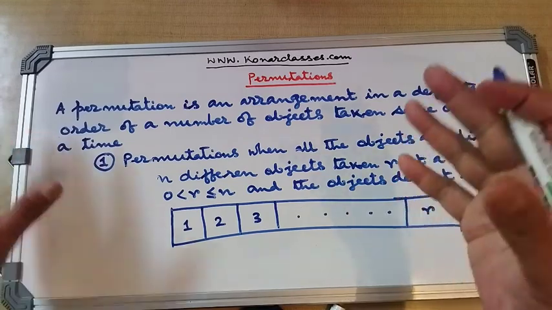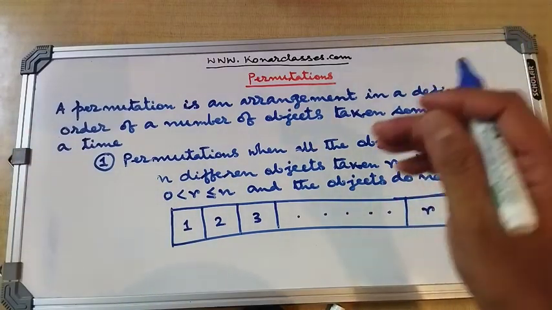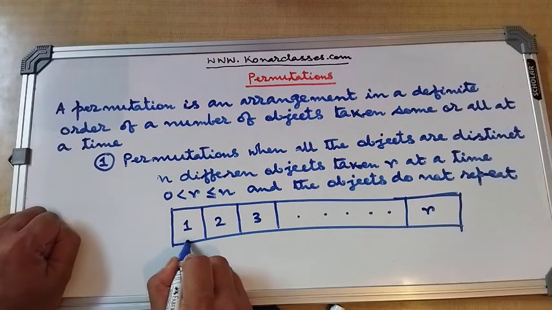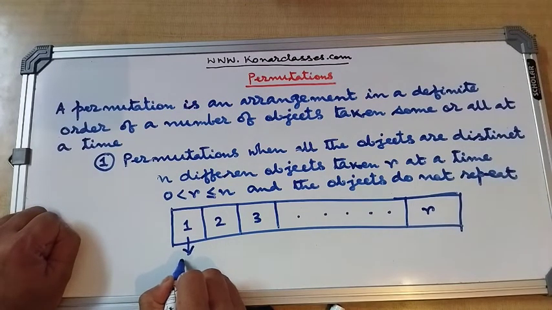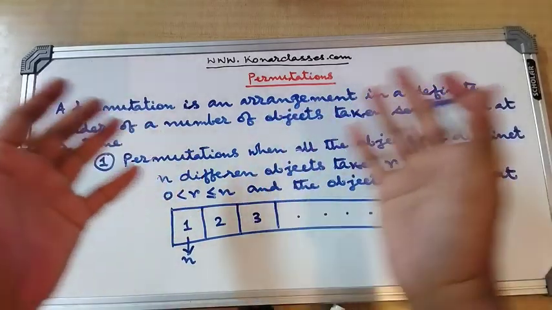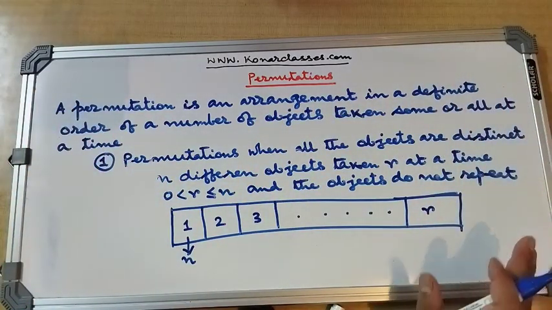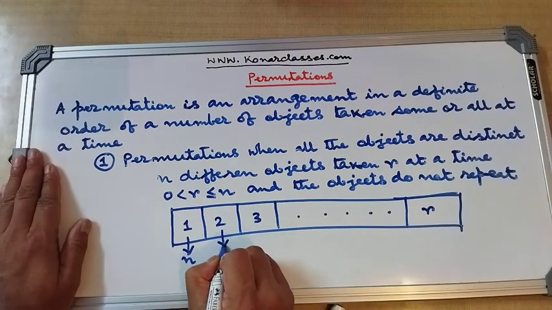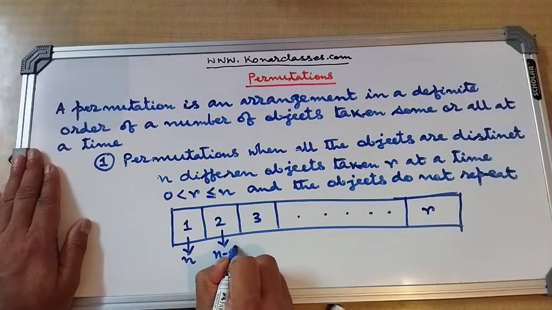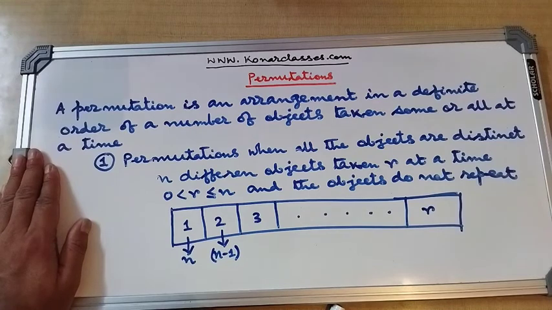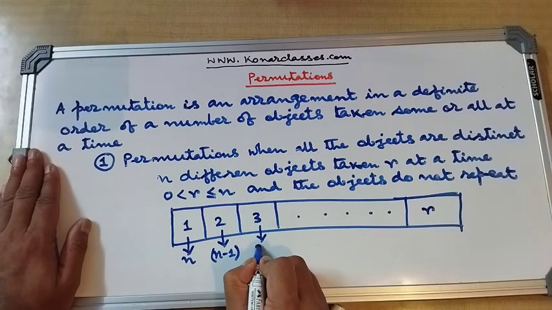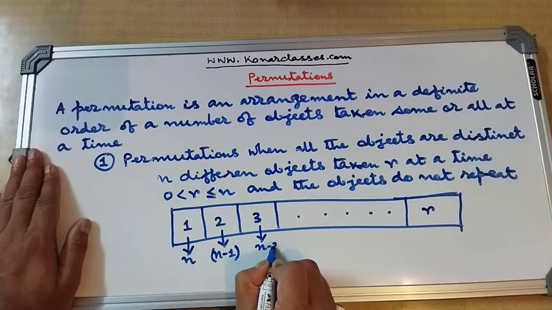Now we have n different objects. The first place can be filled in how many ways? The first place can be filled in n different ways, because we have n different objects. As repetition is not allowed, the second place can be filled in n minus 1 different ways, because one is already occupied in the first place. Now the third one can be done in n minus 2 different ways.